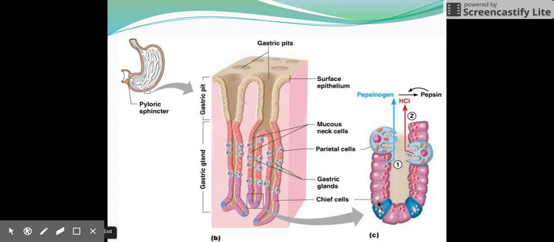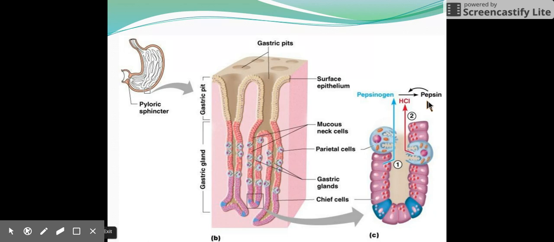So here we have our chief cells, and our chief cells are making a substance called pepsinogen. Our parietal cells are making hydrochloric acid. When those two mix, hydrochloric acid and pepsinogen, when those two substances come together, they make a third substance called pepsin. And pepsin is the really big gastric juice that most of your stomach is using.